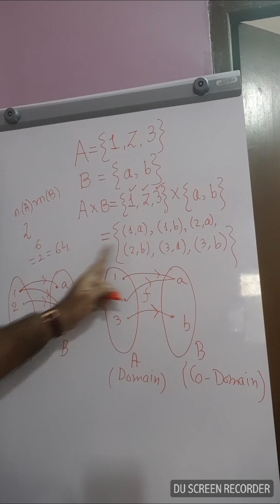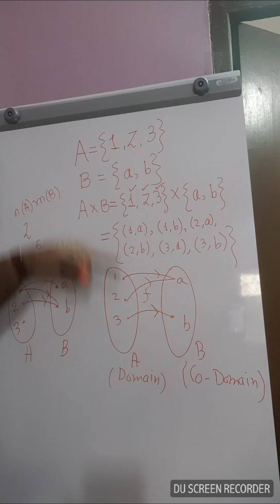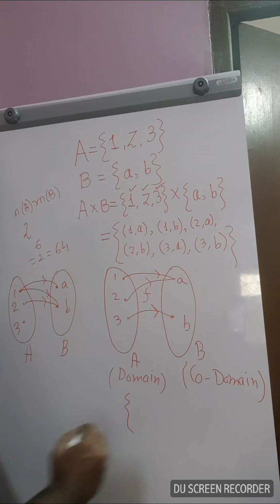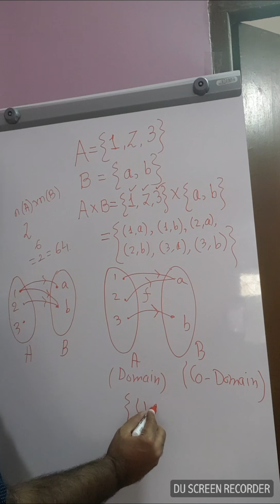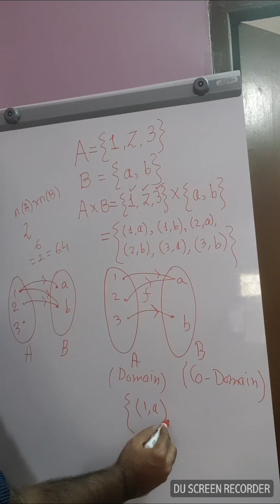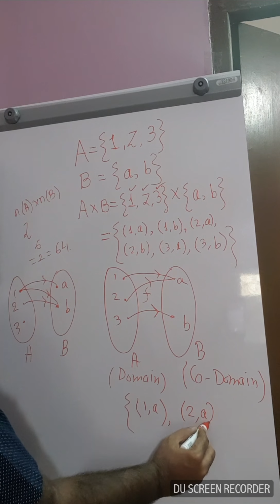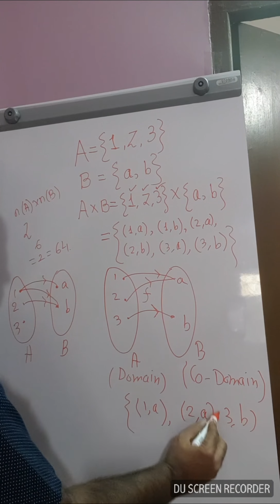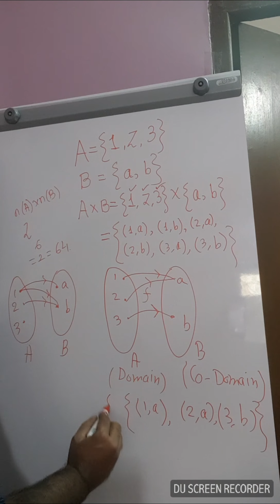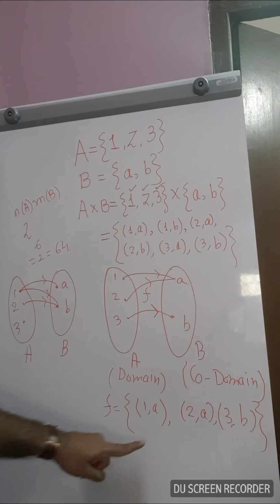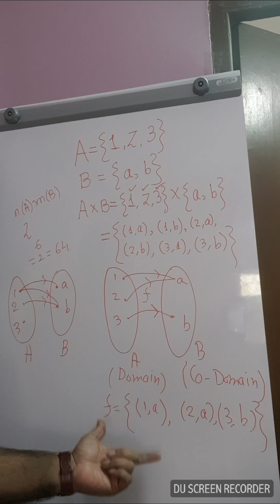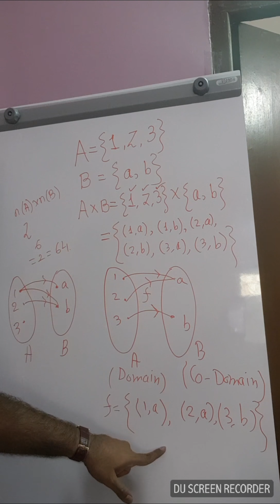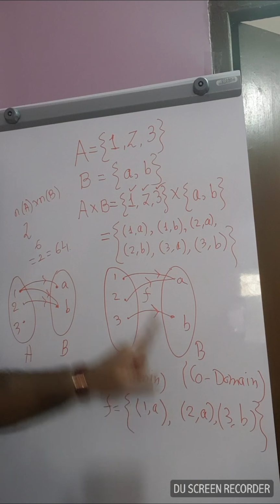A function is obviously a relation. Why? Because basically it is a subset of A cross B. If you have to represent this function in terms of a set, how to represent a function in terms of a set? So here we have the ordered pairs 1 comma A because 1 is associated to A, then 2 comma A and 3 comma B. So this is the set representation of the function f. So basically it is nothing but a subset of A cross B. So it is also a relation because that is the basic definition of a relation. Any subset of A cross B defines a relation. So it is certainly a relation as well as a function.